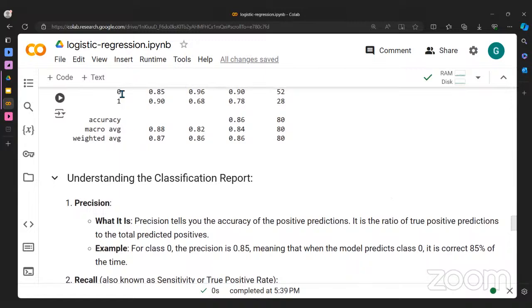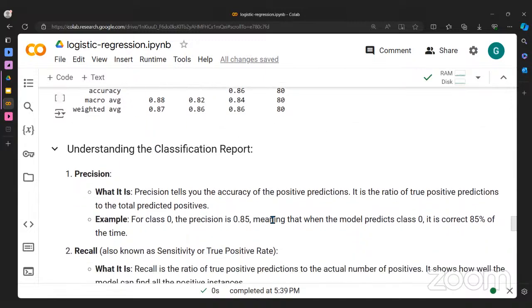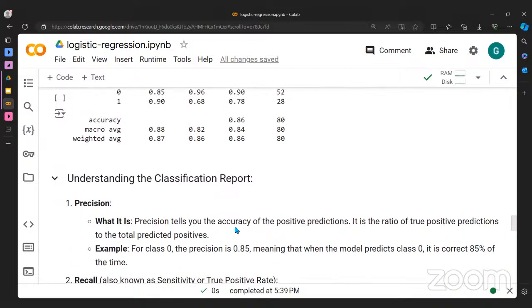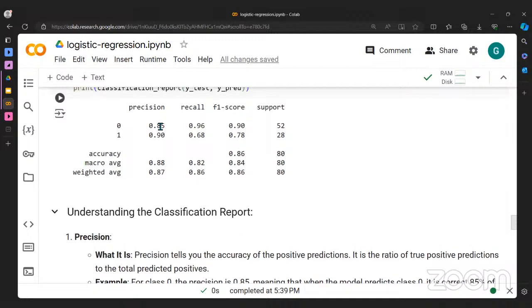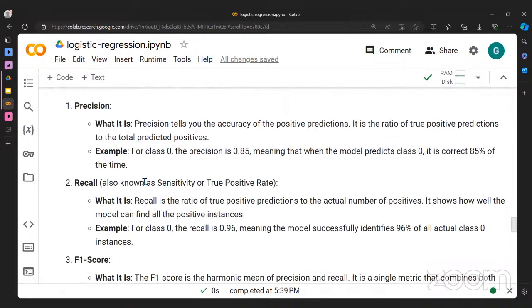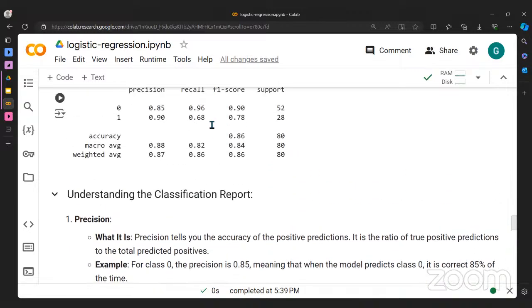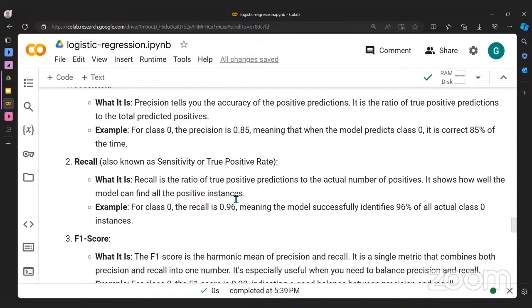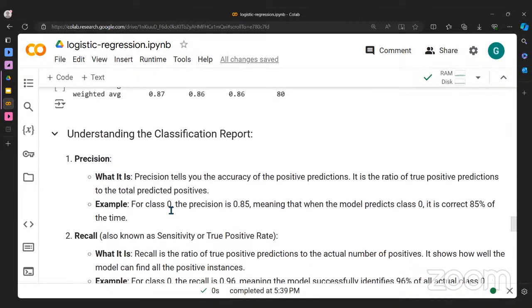So for class 0, the precision is 0.85, meaning that when the model predicts class 0, it is correct 85% of the time. That's what this precision is saying. Then for recall, also known as sensitivity, for class 0, this is 0.96. What is it saying? It successfully identified 96% of all actual class 0 instances. So it was able to detect 96% of them correctly. That's for class 0.